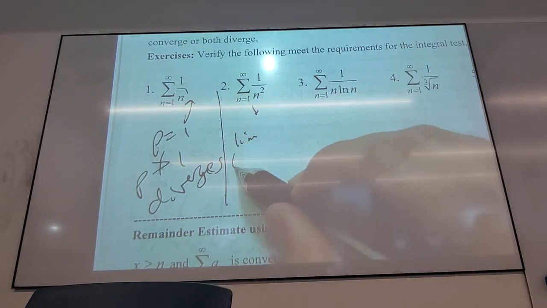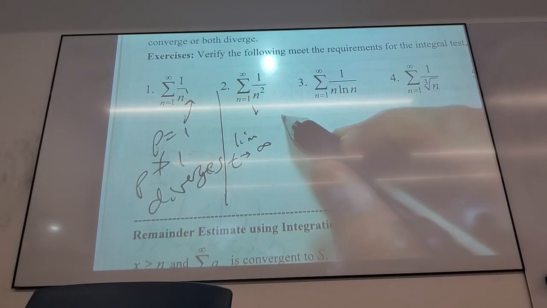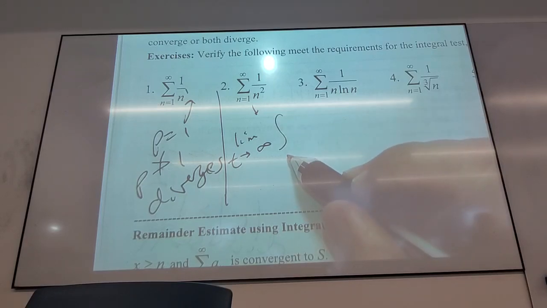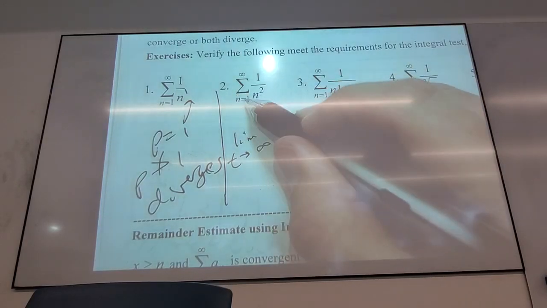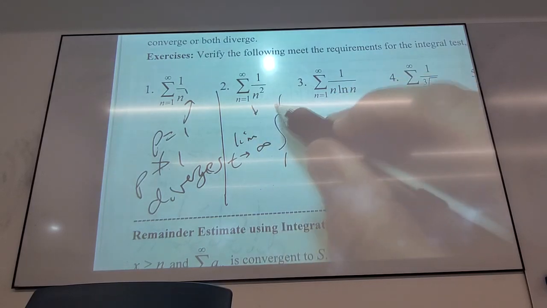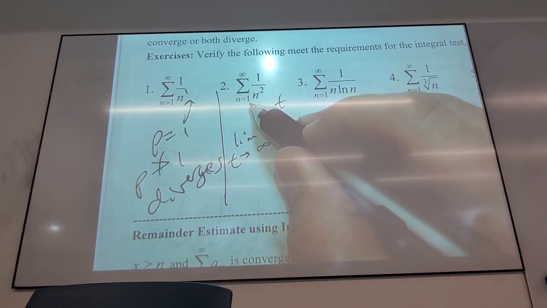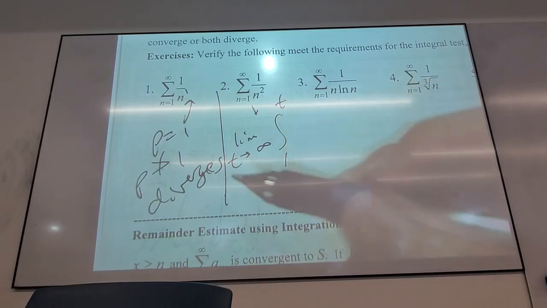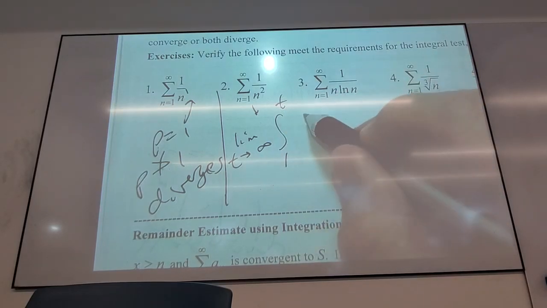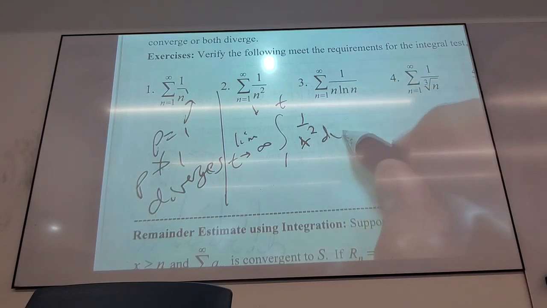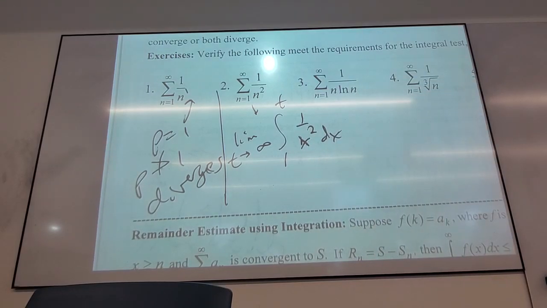I'll get it started. Limit as t goes to infinity, integral from 1 to t. What if this was n equals 7? Then 7 to t. Okay, good. 1 over x squared. So we have to do the associated function.